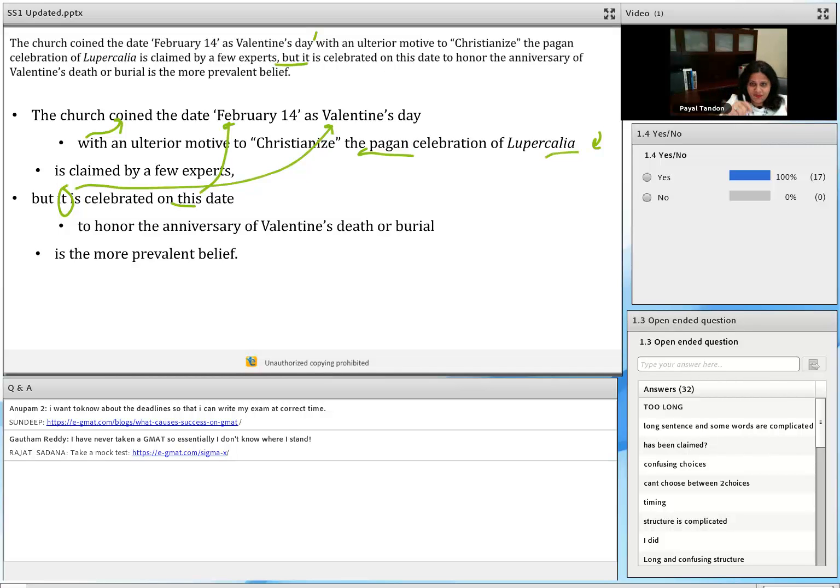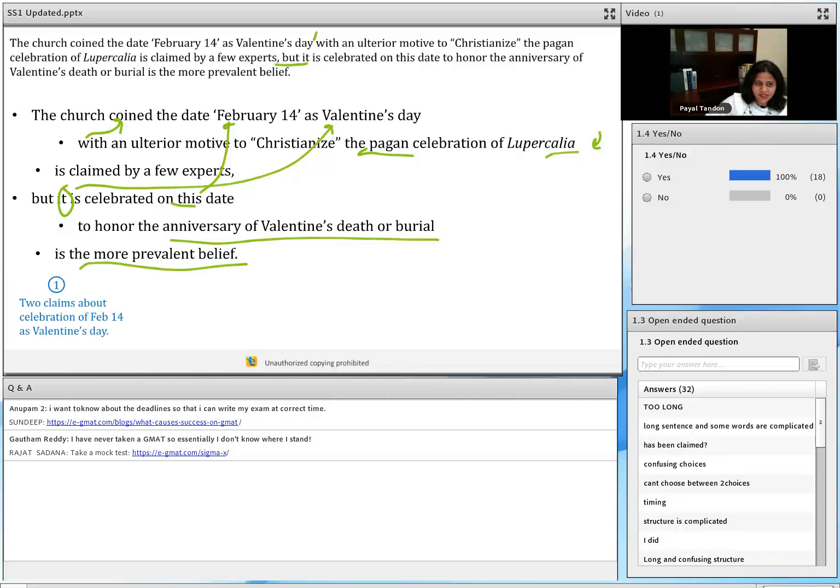One is of the few experts who are saying that the church did this with the motive to Christianize the pagan celebration. The other is the more prevalent belief. More prevalent belief is that Valentine's Day is celebrated on this date, it's got nothing to do with the ulterior motive of the church. It's celebrated on this date to honor the anniversary of Valentine's death or burial. Okay. So now I have a complete sense of what the sentence is about.